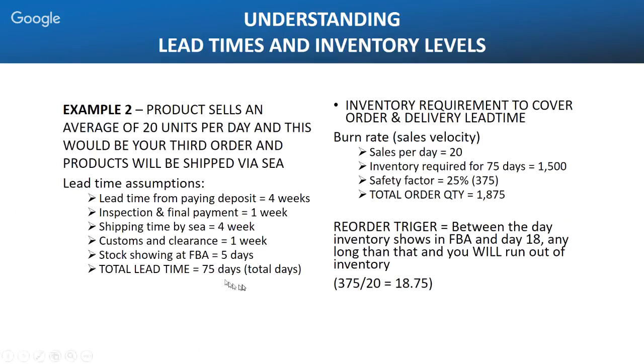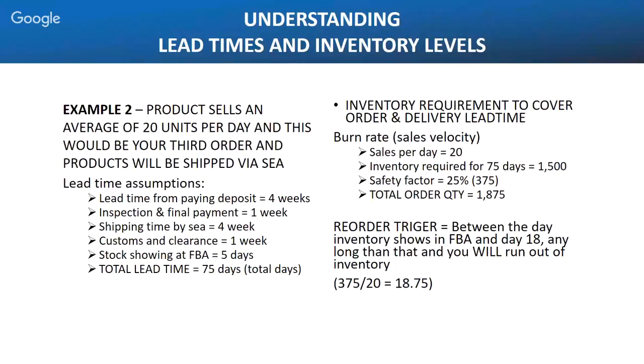Let's have a look at another alternative example. Example 2: product sells an average of 20 units a day, and this will be your 3rd order, and products will be shipped via sea. So we're now getting some momentum, and we're starting to think, you know what, this is looking good. Let's see if we can reduce some cost here. Let's put products on the sea, let's not put them in the air, because that will bring the cost down, as we can see in a minute.